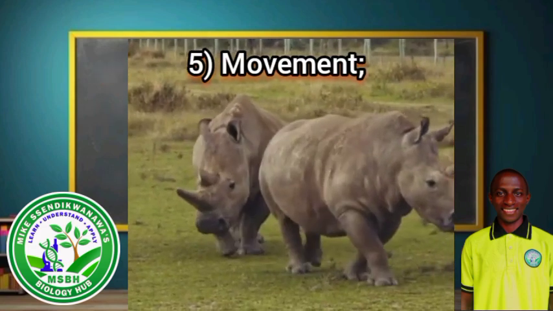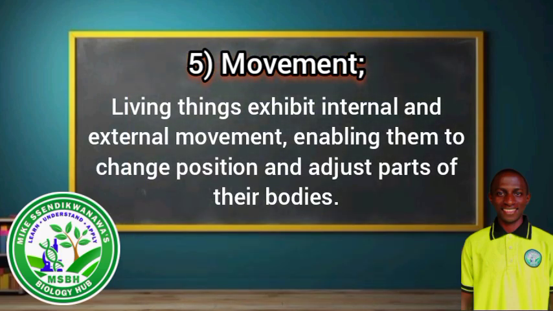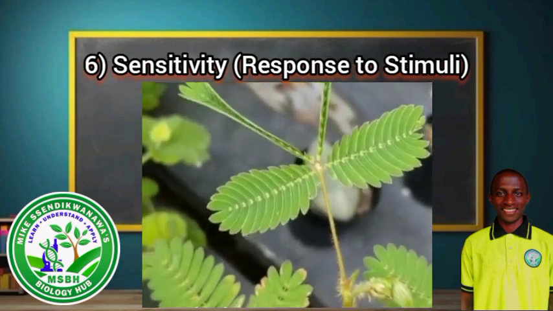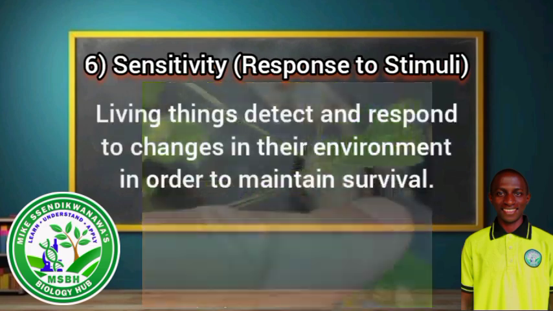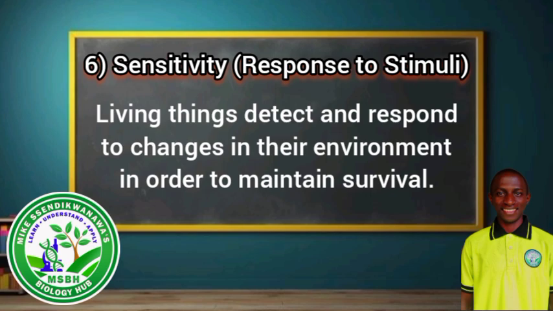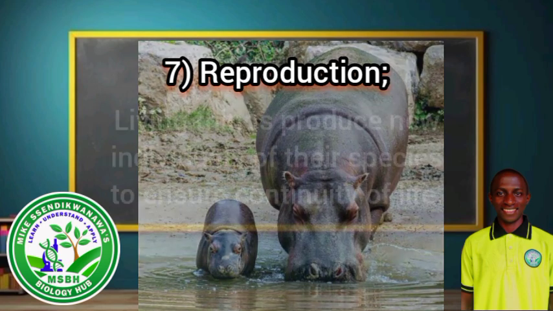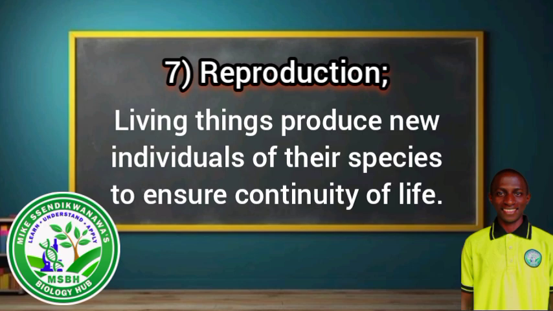5. Movement. Living things exhibit internal and external movement, enabling them to change position and adjust parts of their bodies. 6. Sensitivity or response to stimuli. Living things detect and respond to changes in their environment in order to maintain survival. 7. Reproduction. Living things produce new individuals of their species to ensure continuity of life.